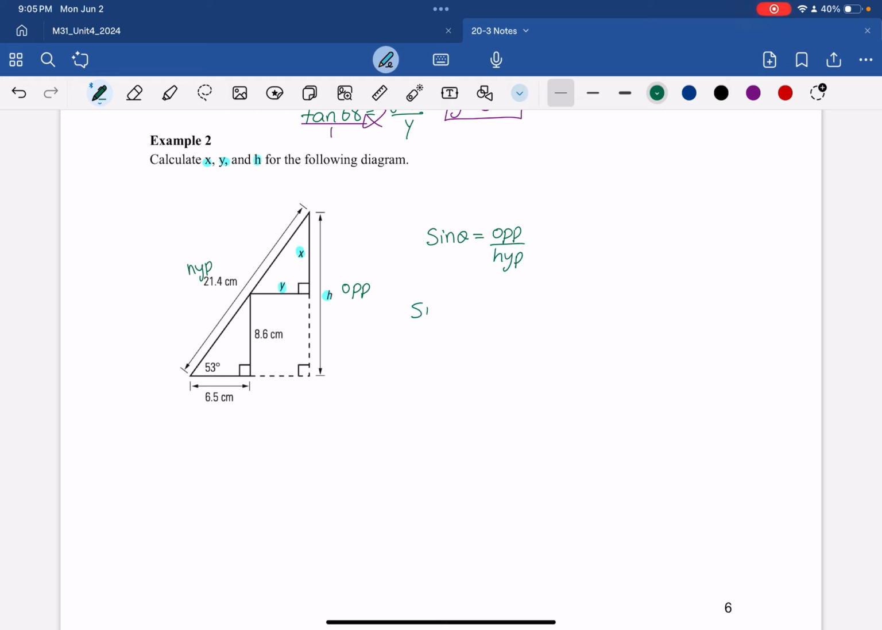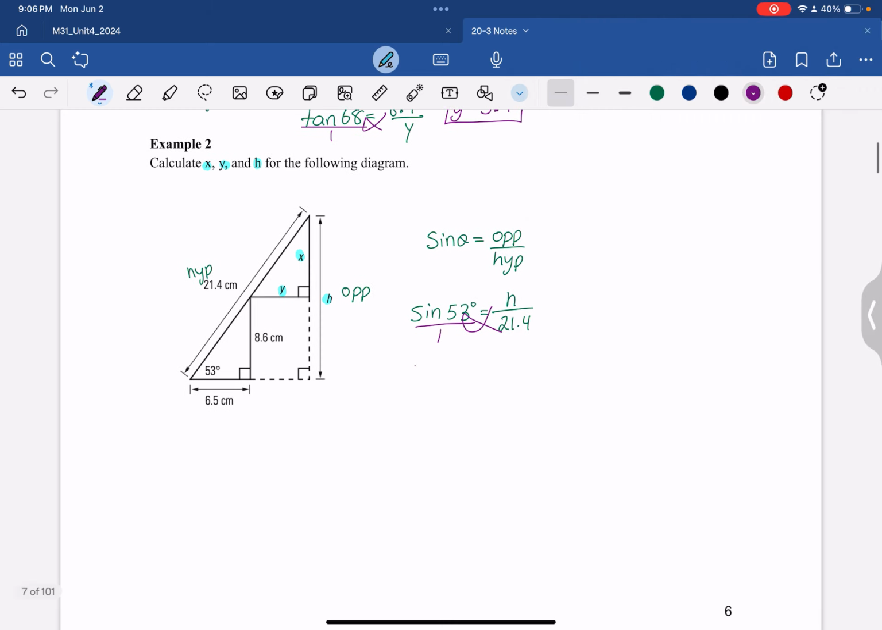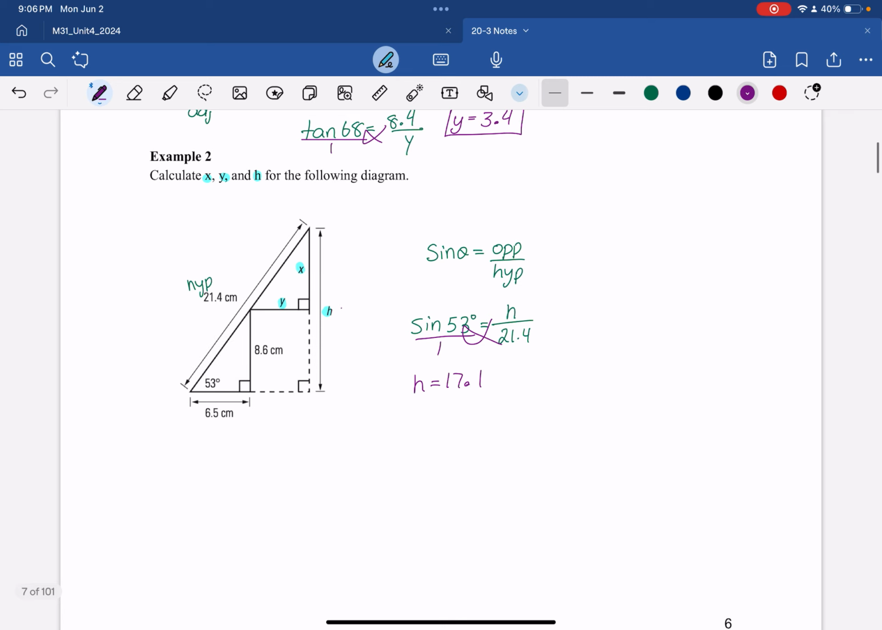Okay, so sine of 53 degrees is equal to h over 21.4. And again, if it helps you, we're going to go 21.4 times sine of 53 divided by 1. Divided by 1 will give me the same thing. This will be 17.1. So h is equal to 17.1. So here, this is 17.1.